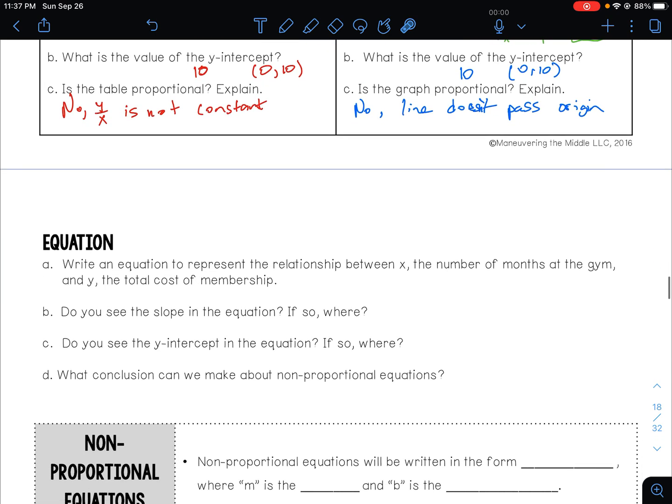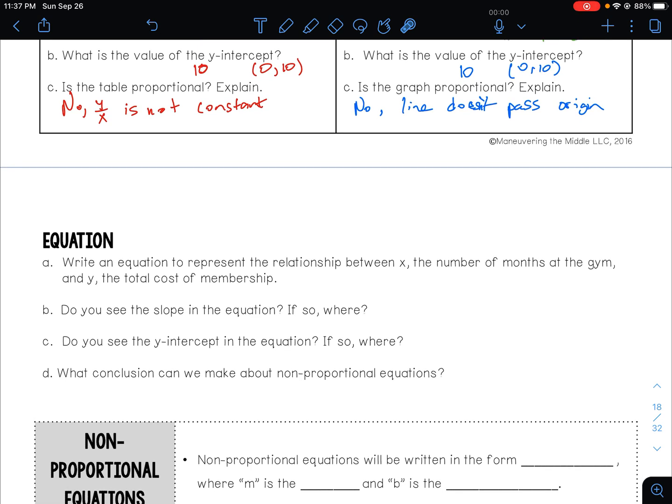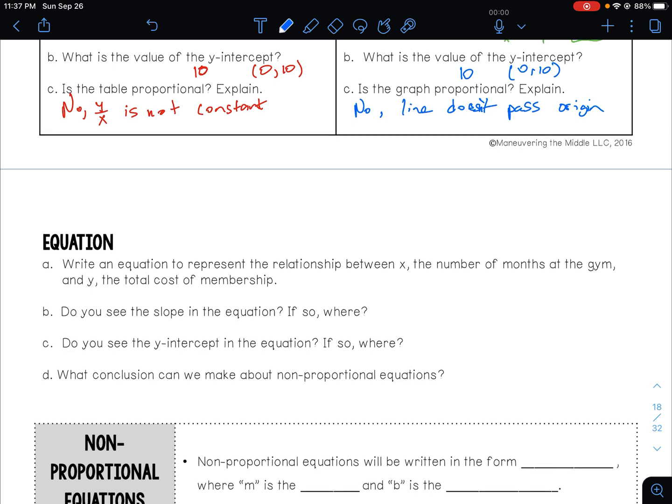All right, let's take a look at proportionality and how it relates to equations. This is actually my favorite part. Write an equation to represent the relationship between x, the number of months at the gym, and y, the total cost of the gym membership. So, y is the total cost of the gym membership. Let's just say gym. Cost of gym is $20 times the number of months plus the $10 signing fee in the beginning.